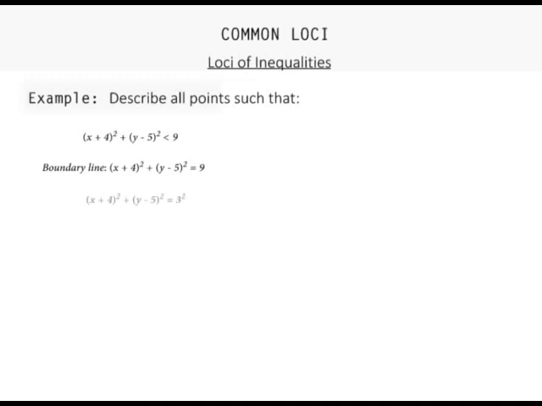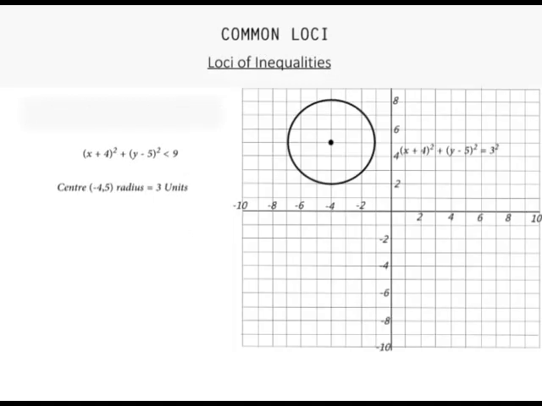And so we have (x + 4)² + (y - 5)² = 3². The general equation of a circle is (x - a)² + (y - b)² = r², where a and b are the x and y coordinates of the center. Relating the two, a is equal to -4, b is 5, and r is 3. And so it's a circle with center at (-4, 5) and a radius of 3 units. And so that is the circle.